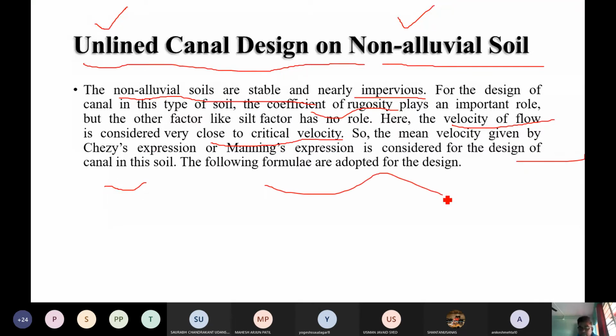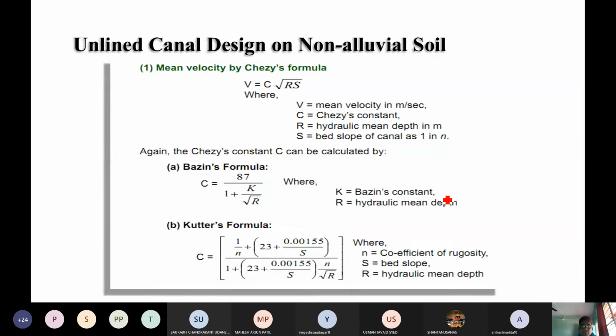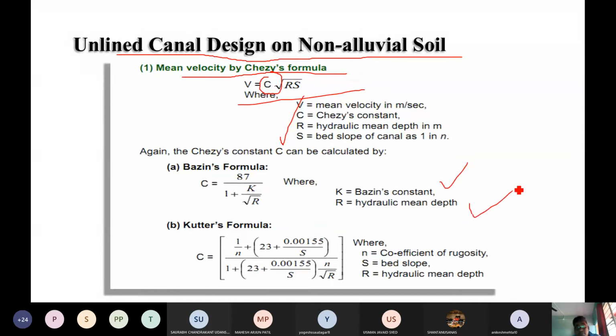So the following formulas may be practiced. Please note down the formulas: unlined canal design on non-alluvial soil. The first one, mean velocity by Chezy's formula, V is equal to C root RS. Bazin's formula, only the C parameter is changed. The C parameter of the Chezy's constant is introduced by Bazin, which is C is equal to 87 by 1 plus K by root R. K is the Bazin's constant, R is the hydraulic mean depth.